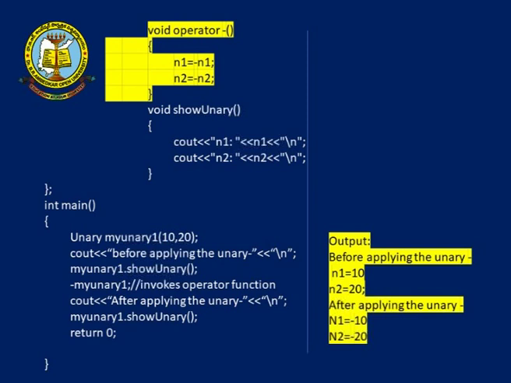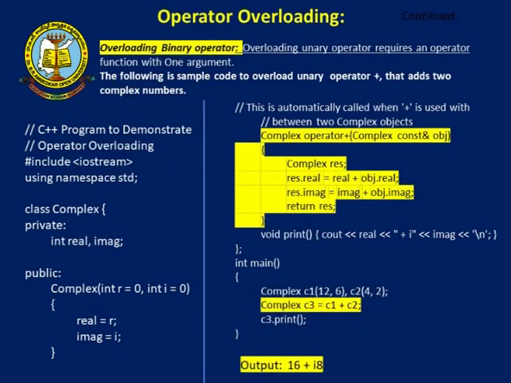So that is how we can overload a unary operator by using which function? Operator function. This is unary operator overloading. Next, similarly, we can also overload the binary operator. We can take any binary operator. See, in this example, we are going to overload one binary operator, that is the arithmetic operator plus.